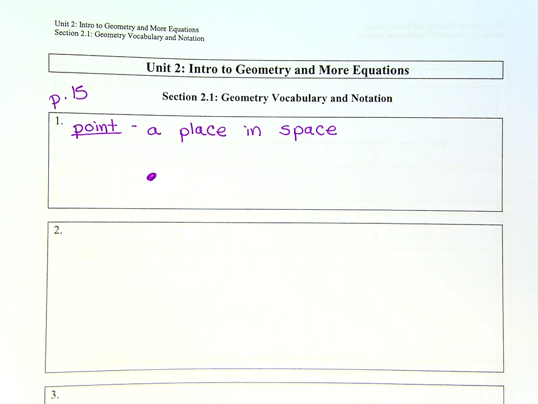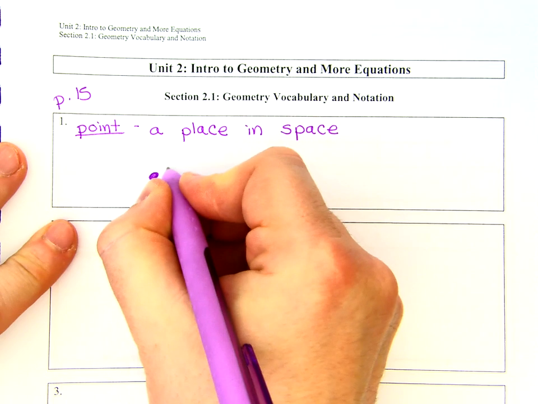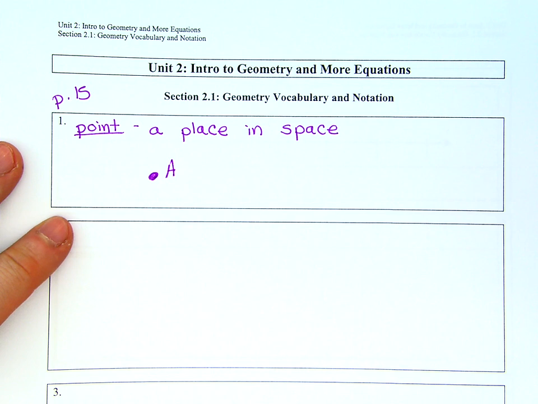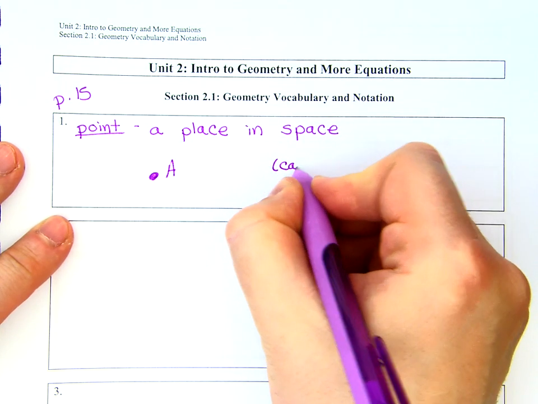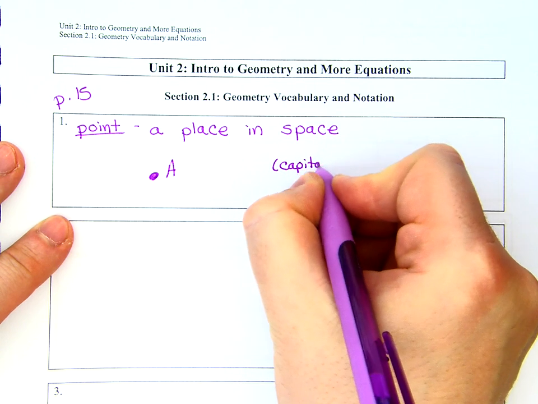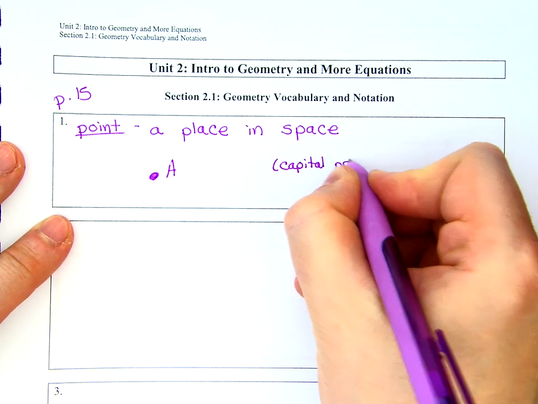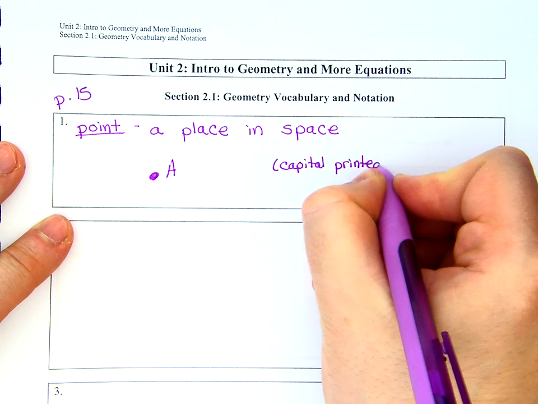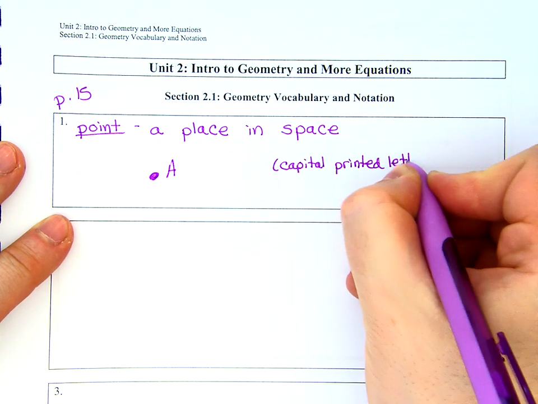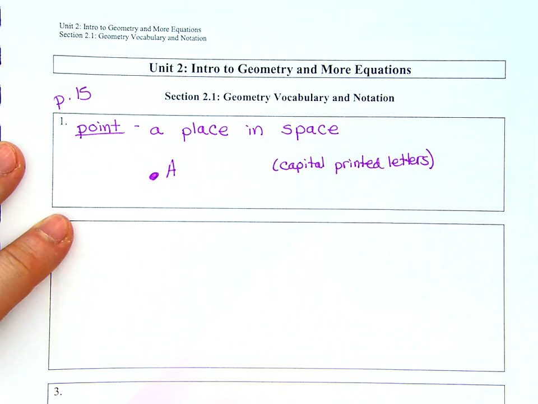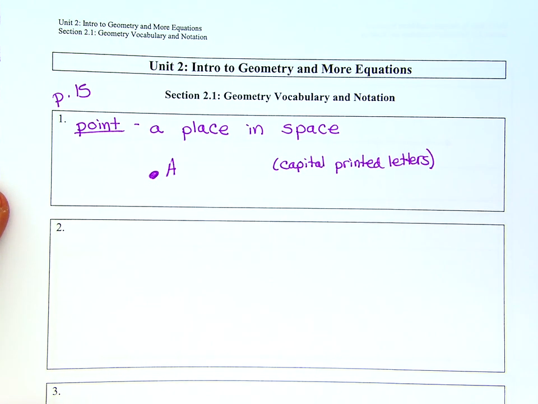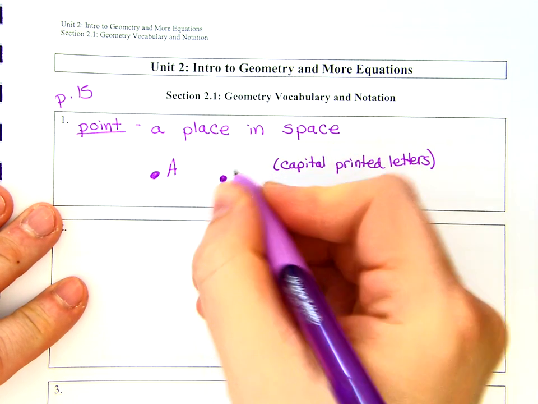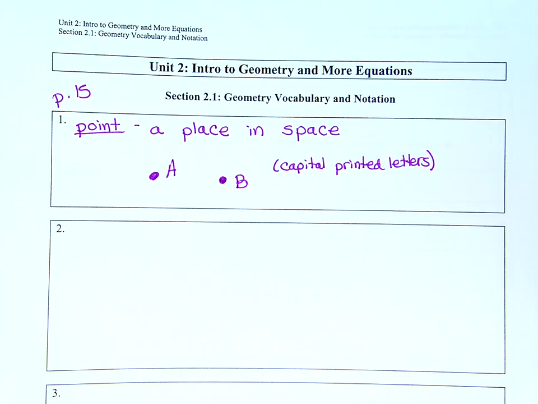There's a way that we're going to label these points. We're going to label points using capital printed letters. So please make sure you put a capital A by that point. And I'll do another one. I'll put another point over there. I'm going to call it B. Why not?